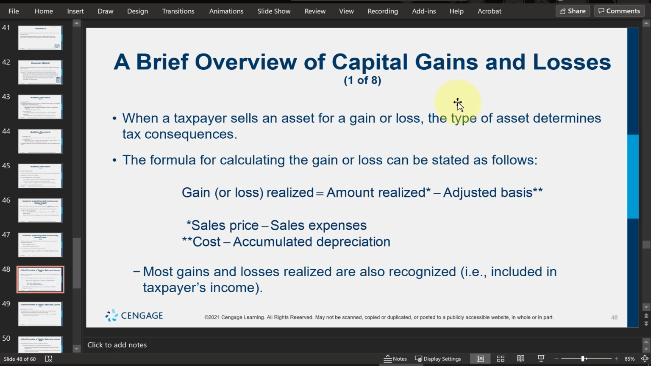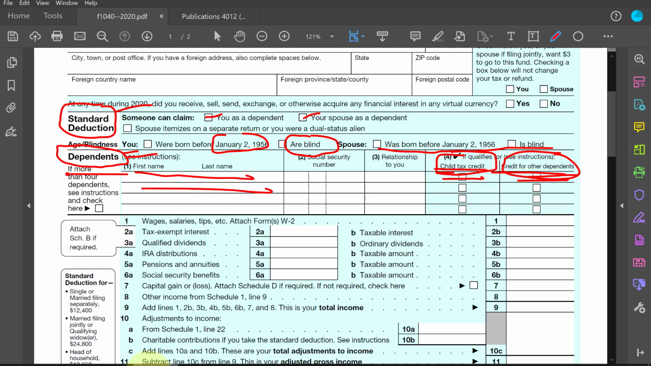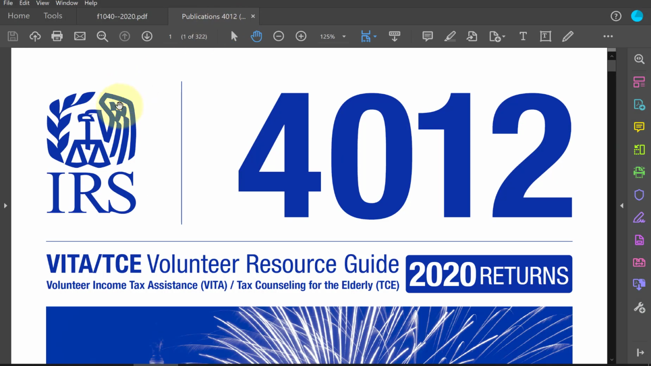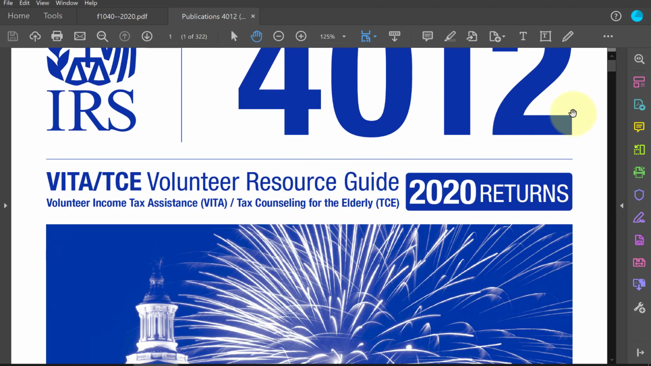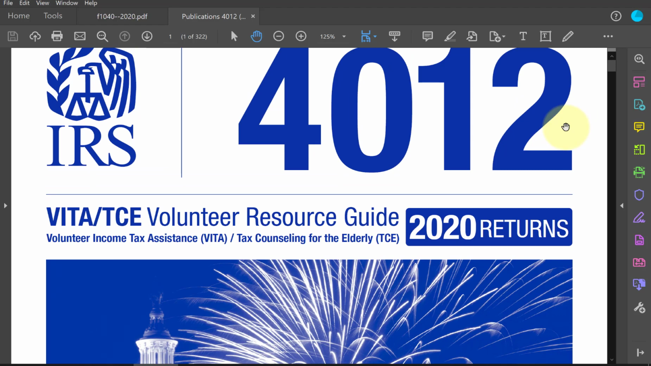Let's review dependents by looking at an IRS publication. I showed you this IRS publication before. It's called 4012, when we were talking about filing status. But let's take a look at it again for dependents.